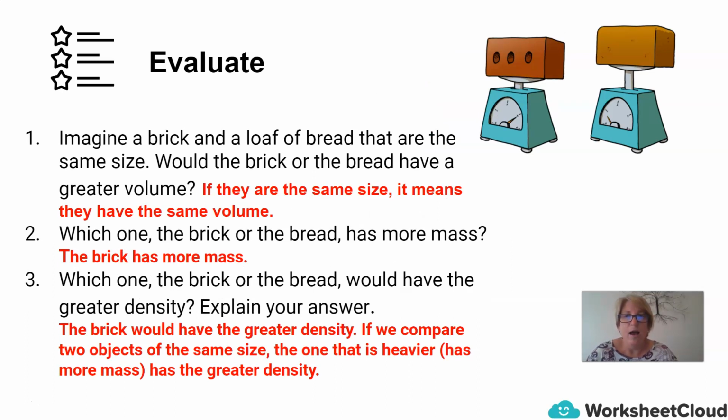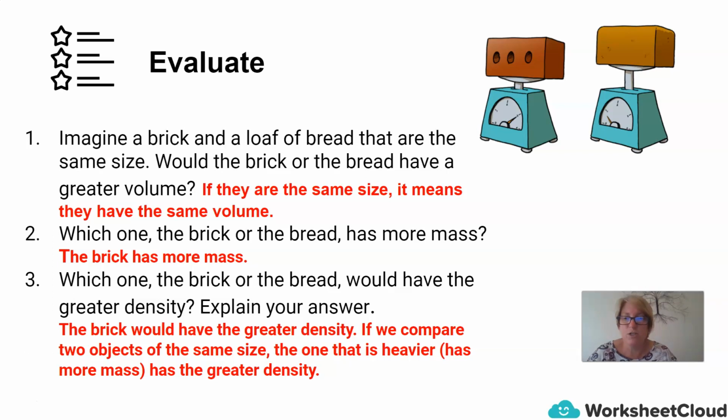So, the brick and the bread are the same size. So if they're the same size, it means that they have the same volume. So, would the brick or the bread have a greater volume? The volume of both is going to be the same. They take up the same space. They have the same volume. They are the same size. Question 2. Which one, the brick or the bread, has more mass? Well, here you'd have to go and measure it, but I'm sure you've all had an opportunity to pick up a brick and pick up a loaf of bread, and you know that they are similar sizes, and a brick is much heavier than a loaf of bread, so the brick will have more mass.